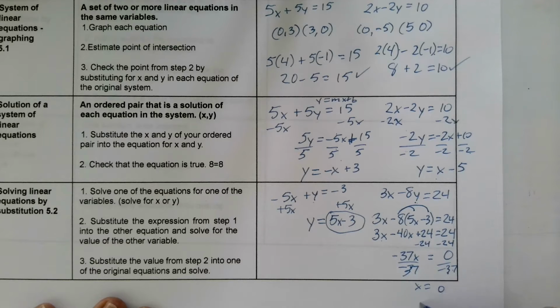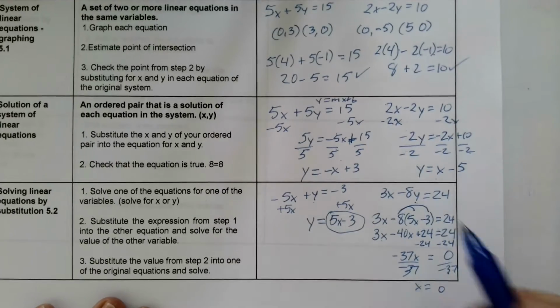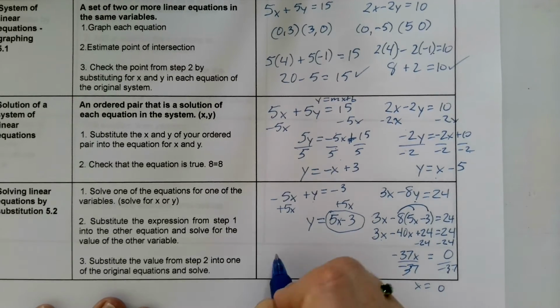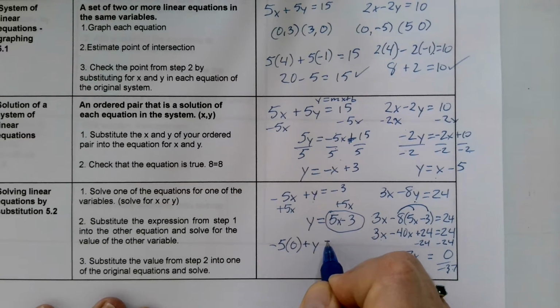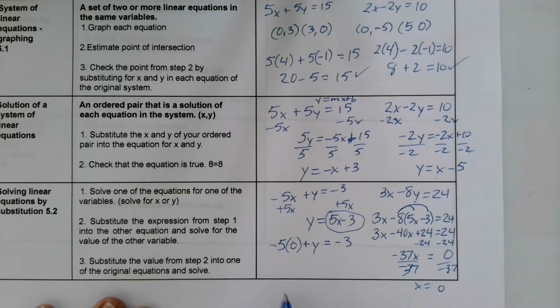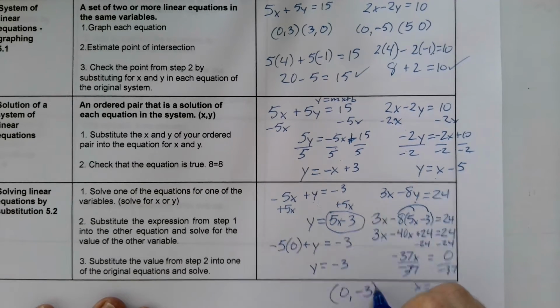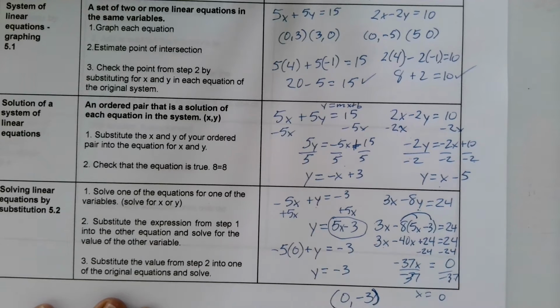So once x equals 0, we can put it back into one of the original equations. So if we put it back into this -5 times 0 plus y equals -3, we would see that y equals -3. And that is our solution. It would be 0, -3, written as an ordered pair just like that.